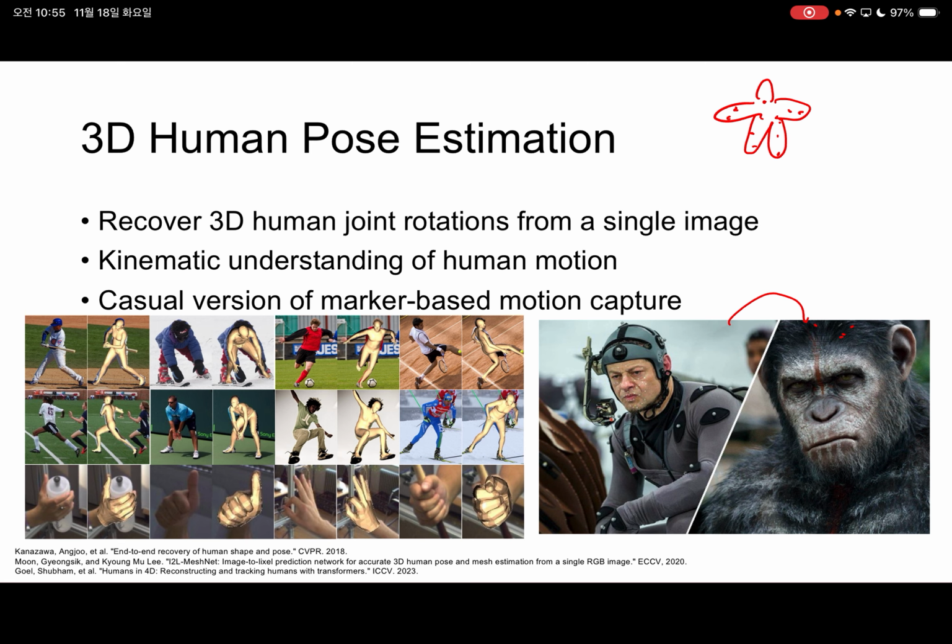But without this kind of expensive expert-level setup, we can just use a single image to track humans' motion, which can be very practical. We do not have to purchase lots of expensive gear. We do not have to hire expert-level technicians or artists. We can just use a single image and directly infer 3D human joint rotations. That is a casual version of marker-based motion capture.